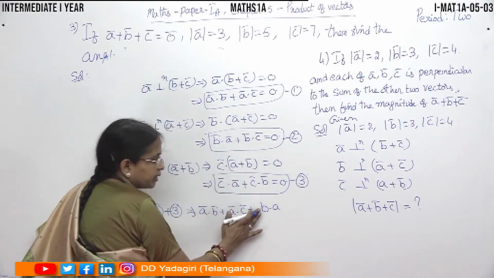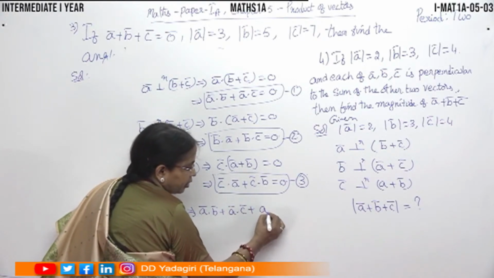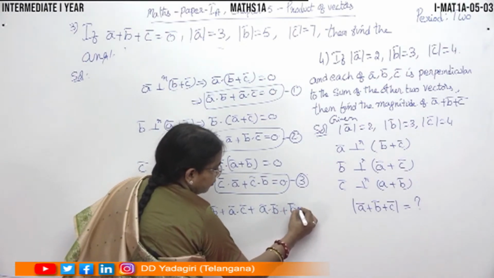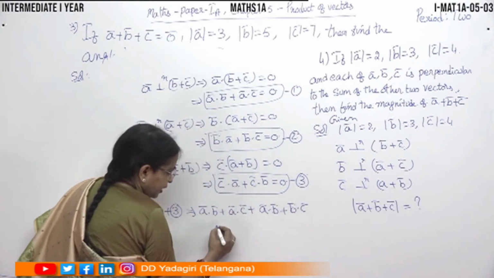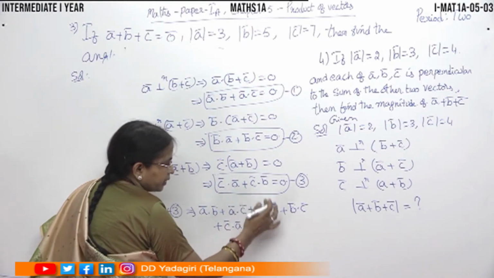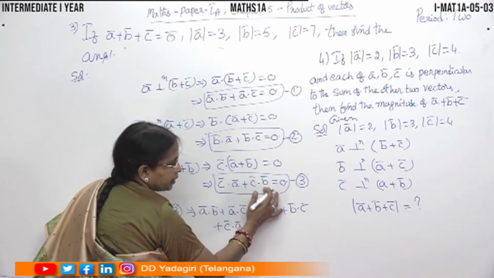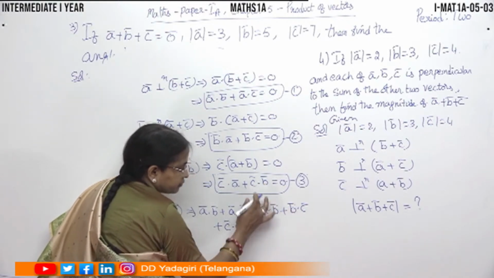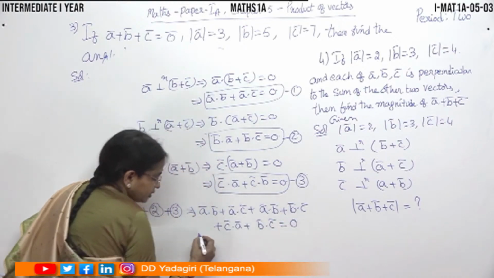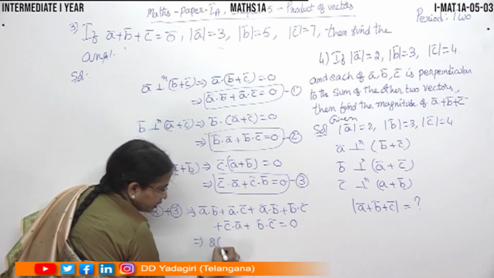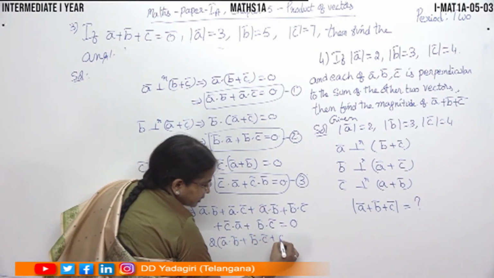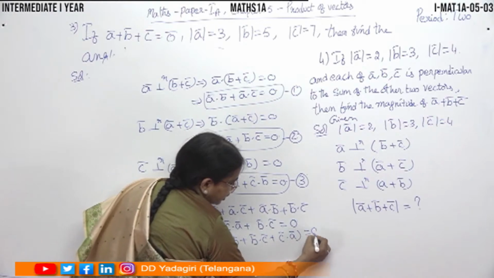B dot A is same as A dot B. So I'll write A dot B there. And B dot C, C dot A plus C dot A plus C dot B is same as B dot C. C dot B is same as B dot C. So instead of C dot B, I'll write here B dot C is equal to 0. So that means 2 times A dot B plus B dot C plus C dot A is equal to 0.